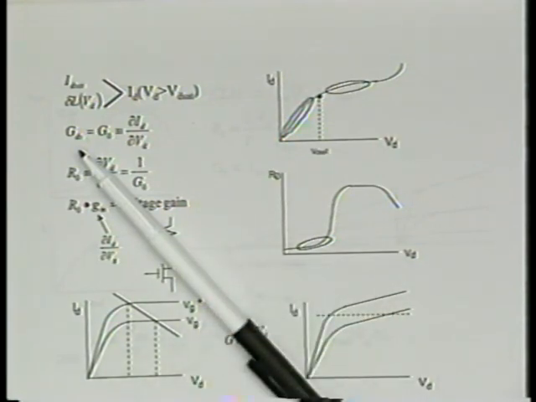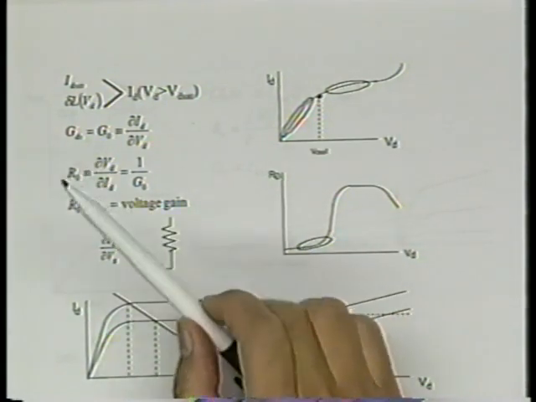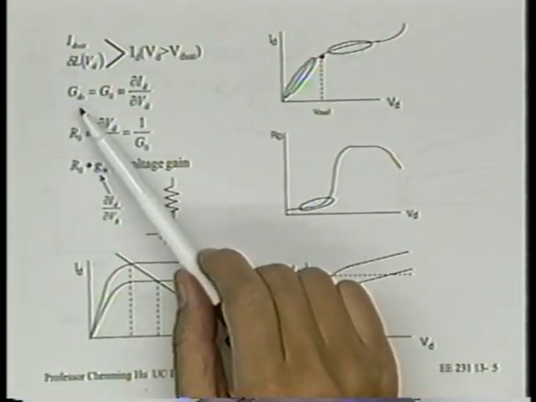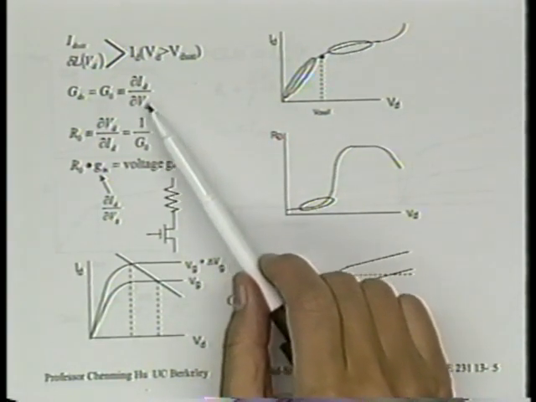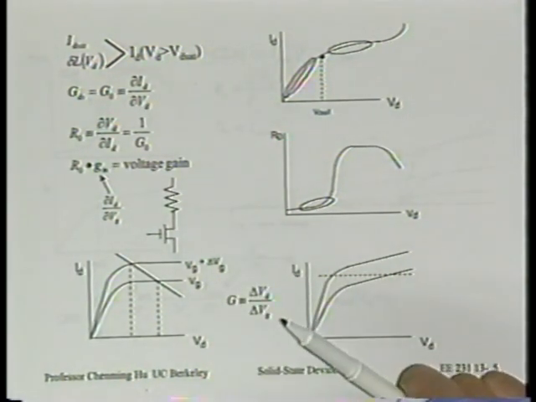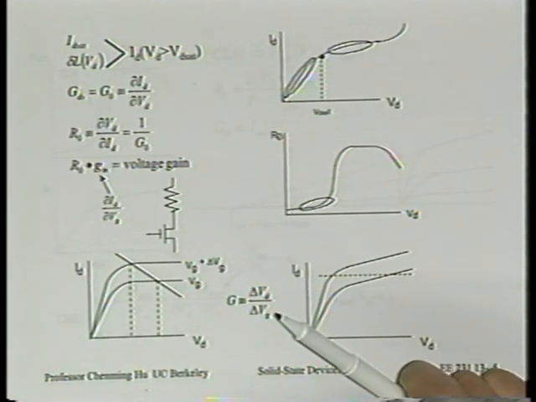let's define something called GDS. Many of you probably know this. If you know this, it's great. If you don't, just know this is a common definition. Something called GDS, the name would be drain-source conductance. It's defined as dID/dVD, called GDS.